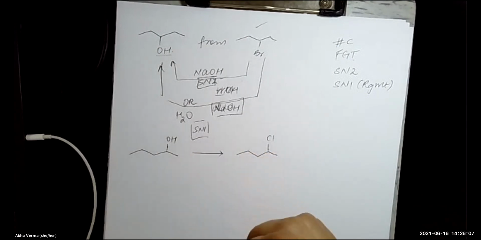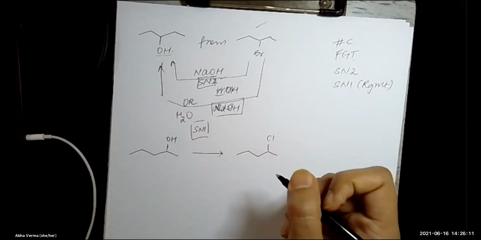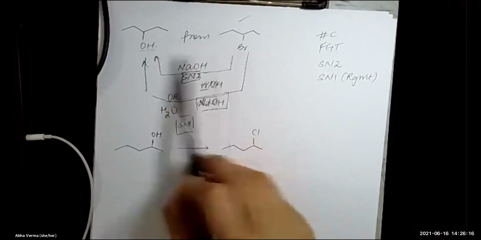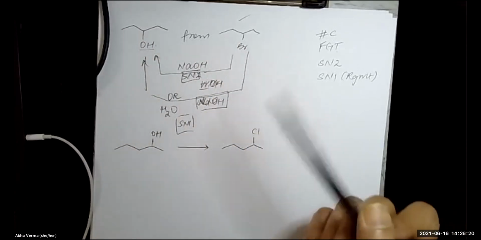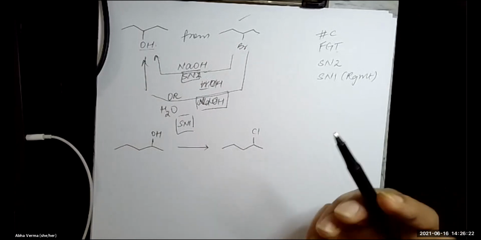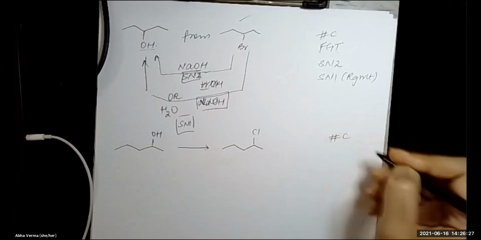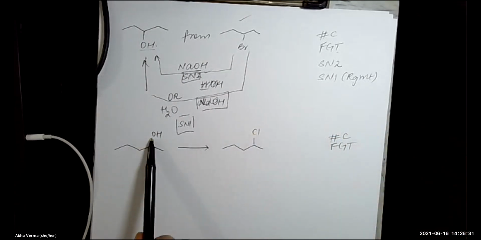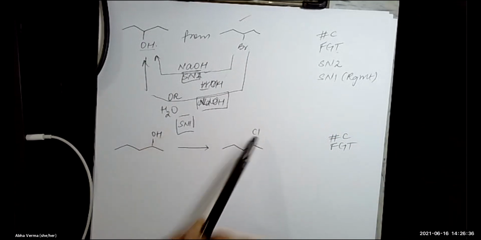Please read the question. Most of these problems that we do, students are usually not starting from the right place. So in this particular case, the number of carbons is exactly the same. The functional group transformation is a substitution. Why? The OH is now a Cl. So you definitely have a substitution.